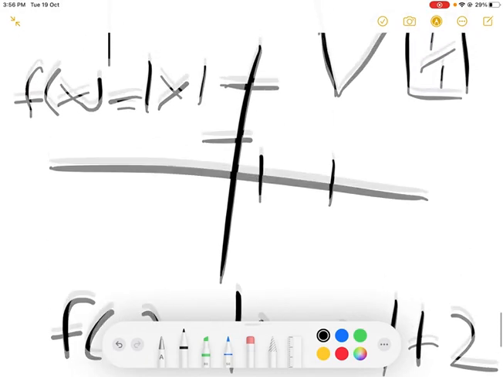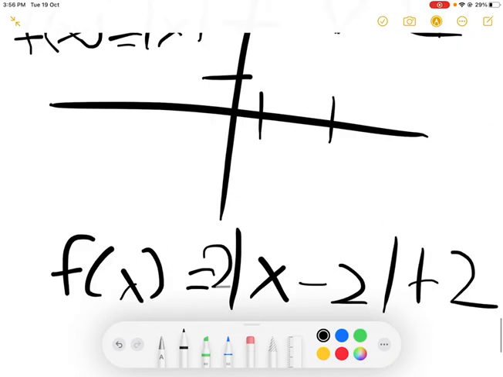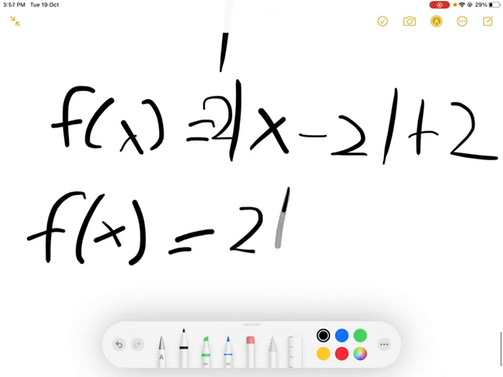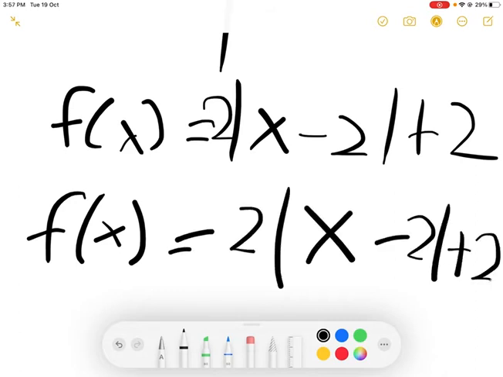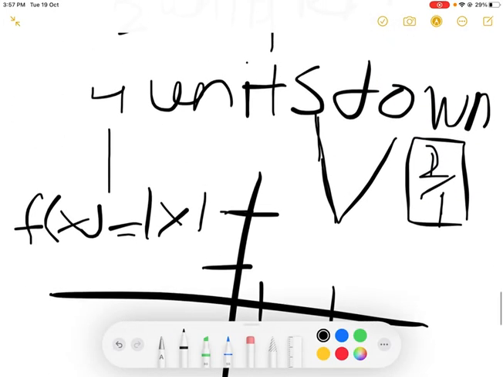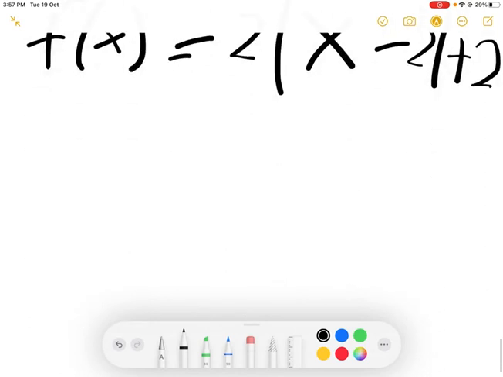And if the slope was 2 over 1, we would put 2, so it would be f(x) = 2|x - 2| + 2. But the slope is not 2 in this case, so we're just going to put 1 on 1 and leave it as x. And that's how to identify translations from graphs.